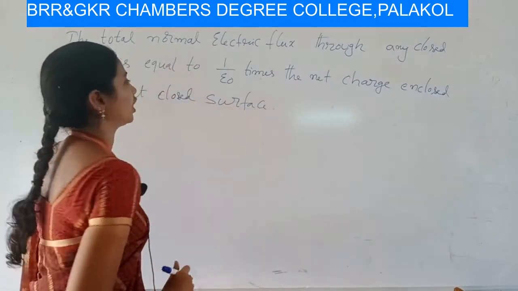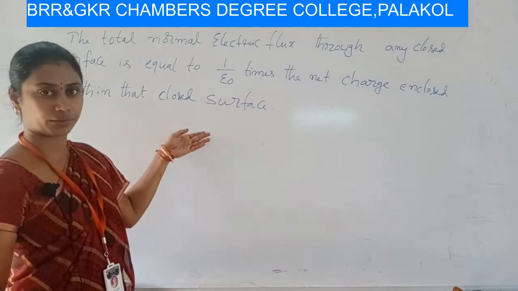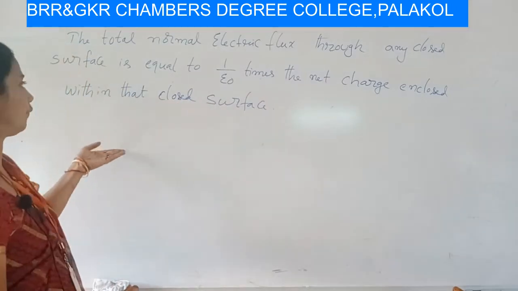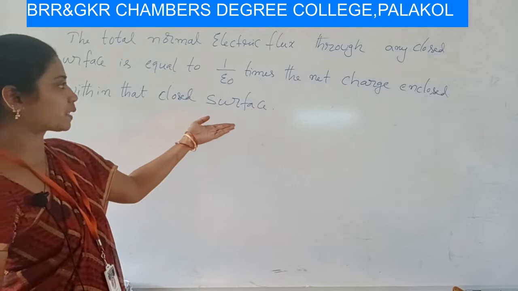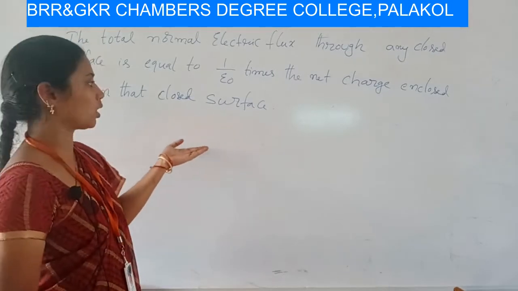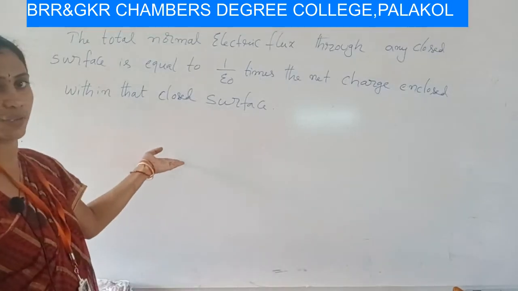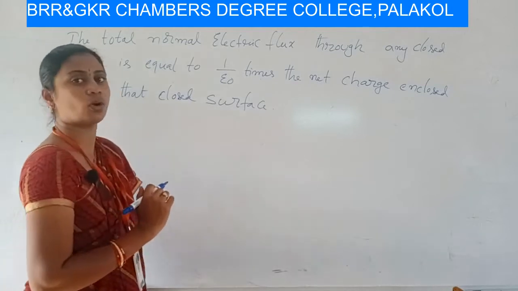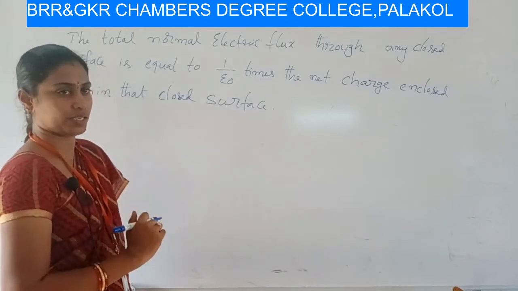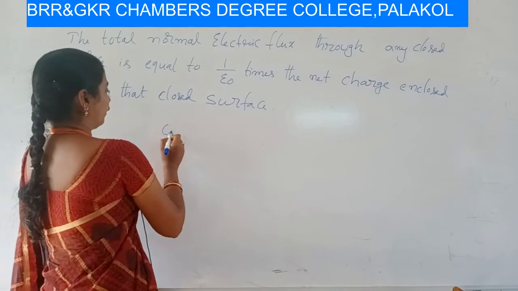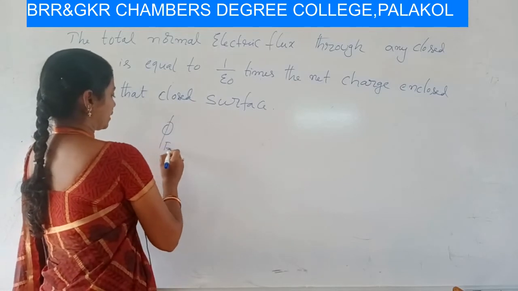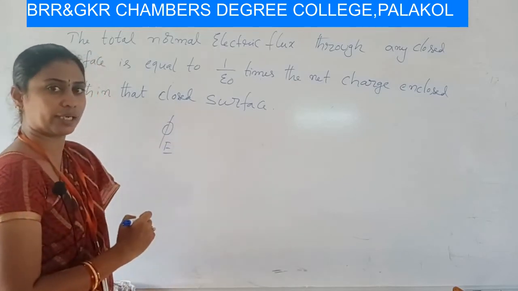The Gauss law is stated as the total normal electric flux through any closed surface is equal to 1 by epsilon naught times the net charge enclosed within that closed surface. Here, this Gauss law is only applicable for closed surfaces. The total flux, here we already discussed about electric flux, is indicated with the letter phi E.